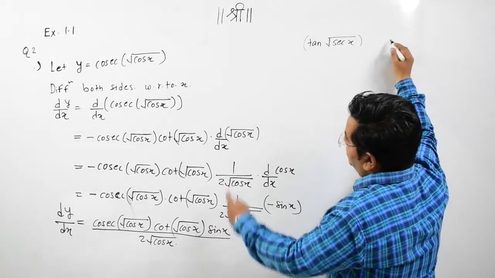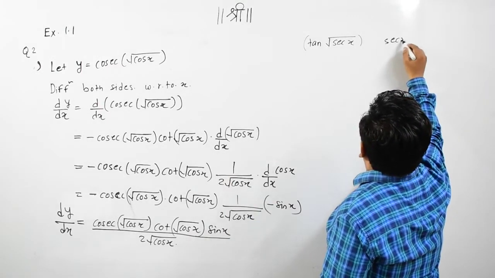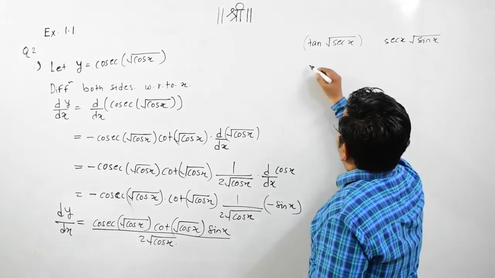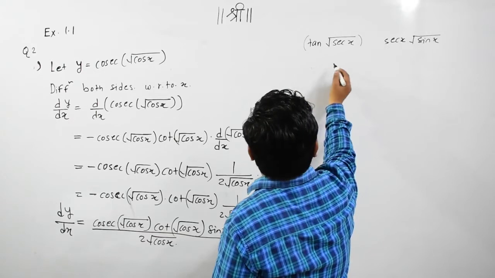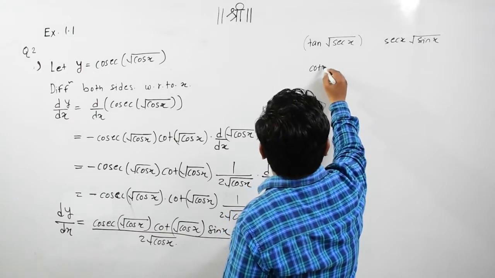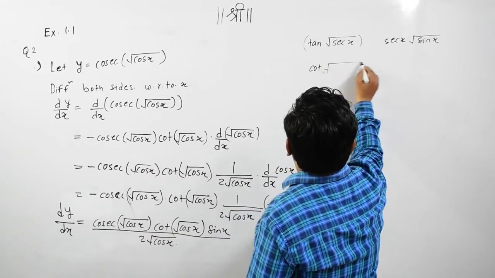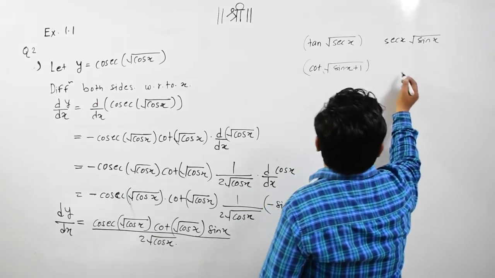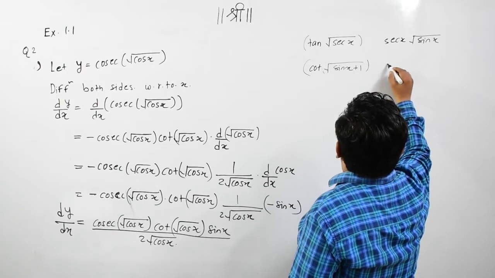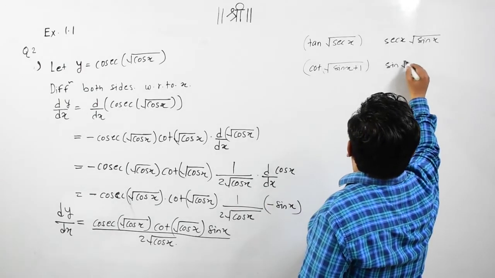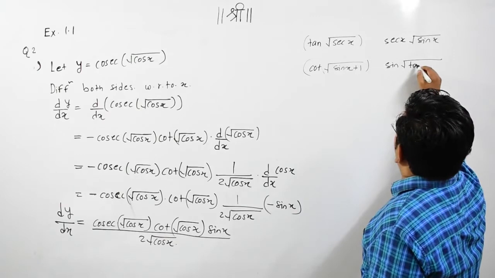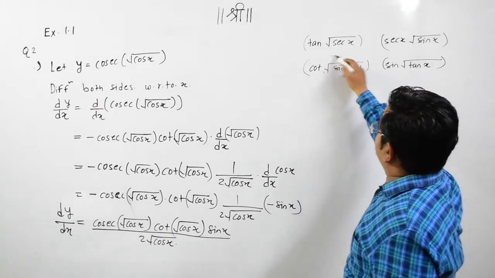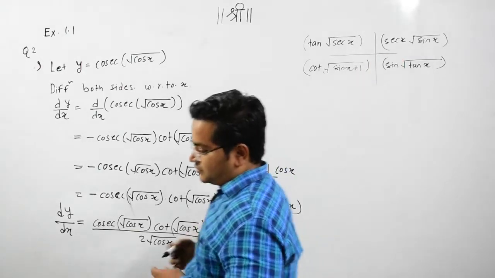So that was related to cos x. Now I can make sec x under root of sin x. That is also possible. Now what is another pattern for preparing the question? Cot under root of sin x plus 1. This is also possible. Again, sin under root of tan x. That is also possible. As you can see, within this pattern we can make 4 different questions.